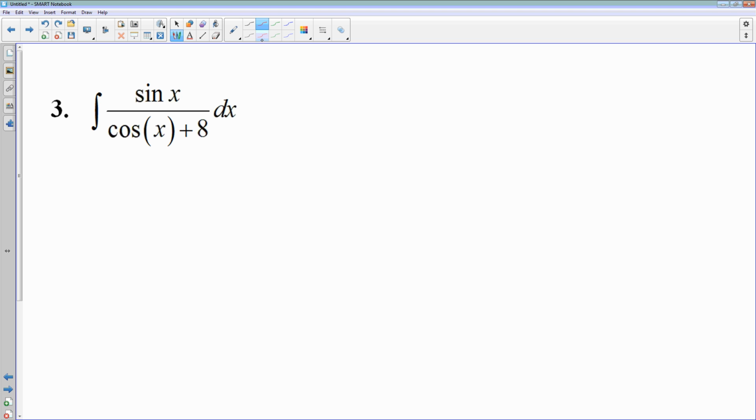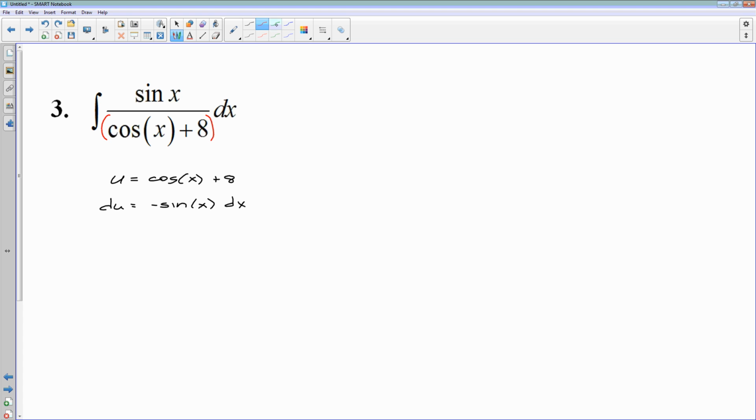The next thing I'm going to try, and this is another one where the inside is not painfully obvious, but in this case my inside is my denominator. So I'm going to see what happens if I let u equal my denominator, cosine x plus 8. The derivative of cosine is negative sine x dx. And I look at my problem, and I think, okay, is negative sine x dx in my problem? I have sine x, I have times dx right here. All I'm missing is the negative.